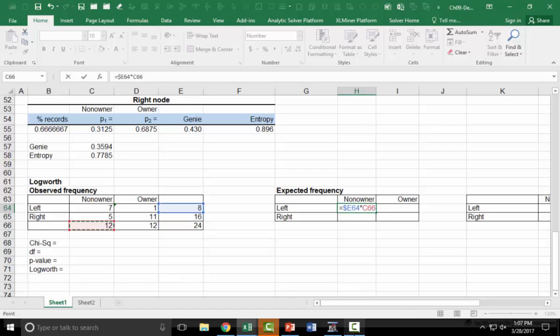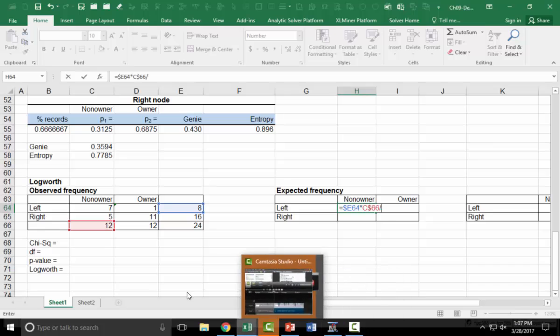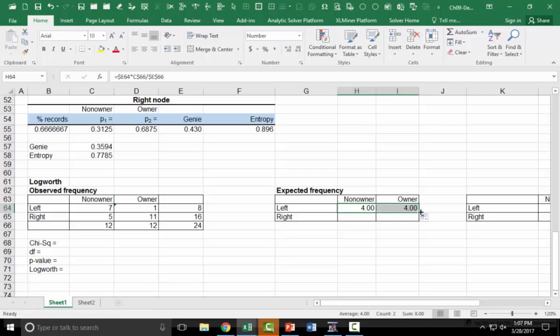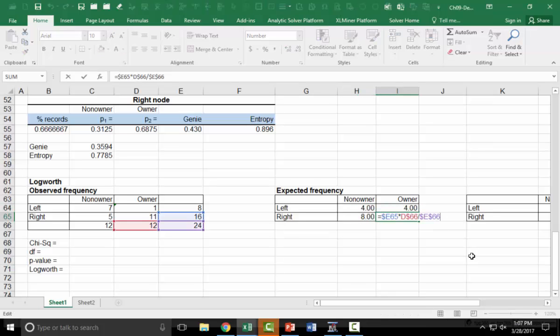So this is the row total. So row gets the dollar sign divided by the grand total. So now that one is always from E66, so it gets dollar sign from both. All right, so that's our expected frequency. Okay, copy that. Copy that. Because of this 12 and 12, you get the same number.